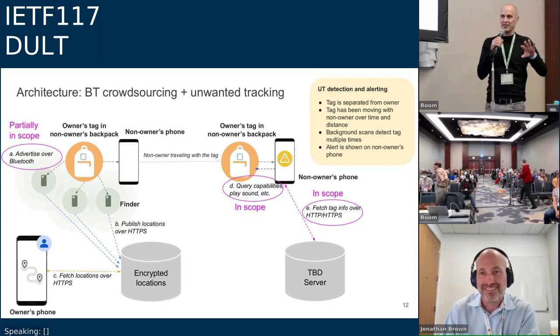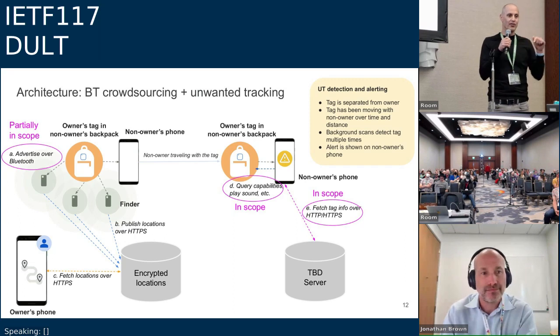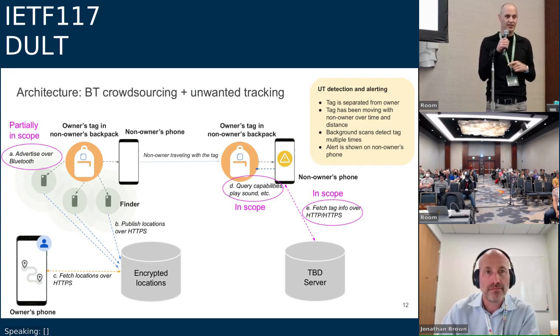So here's the architecture again we saw earlier, with the five different interfaces or protocols that I think are most relevant called out. The ones that I think are in scope, and we debate exactly how much they should be in scope, are circled in magenta. So item A, the Bluetooth advertisement, there's an asterisk there. I have a supporting slide to talk more about this. That's, I think, mostly in scope.